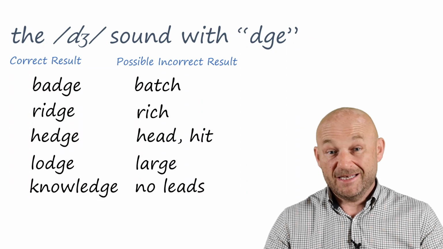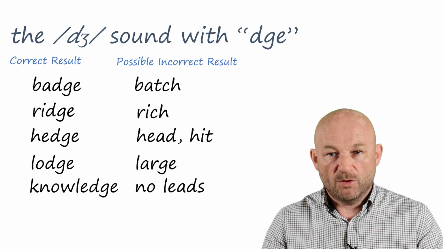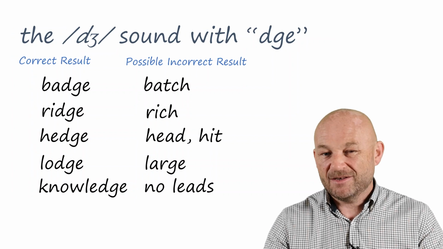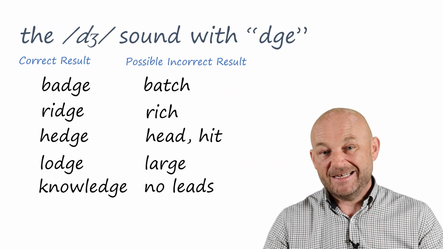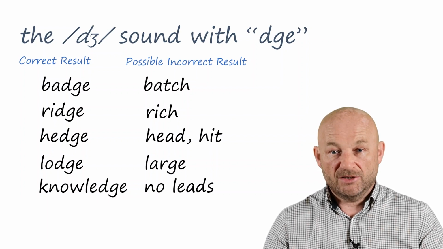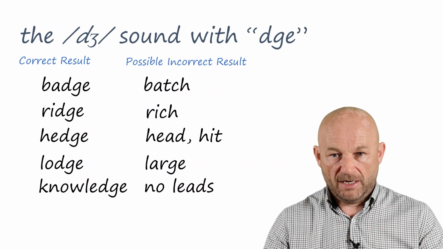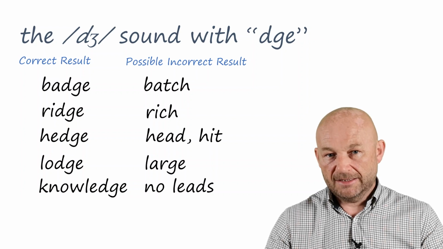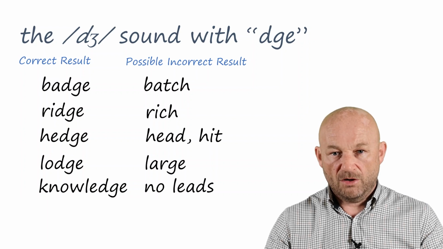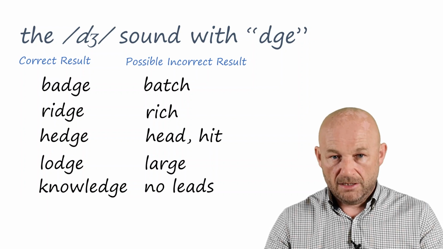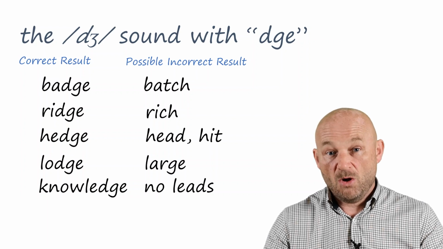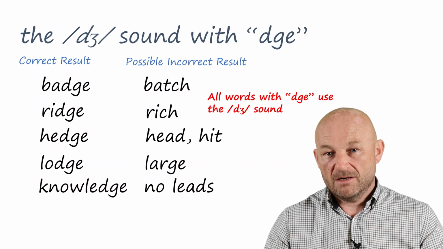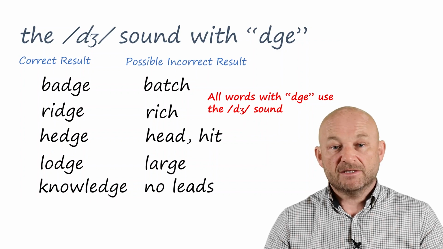Badge and ridge may give you batch and rich if you're pronouncing the ch sound instead of the J sound. Always bear in mind that if you are getting incorrect results, it could be because you are pronouncing other parts of the word incorrectly. Take knowledge as an example. Know, the verb, is pronounced the same as no, but in this word the pronunciation is na, with a very short vowel sound, knowledge. All words with DGE have this J sound.